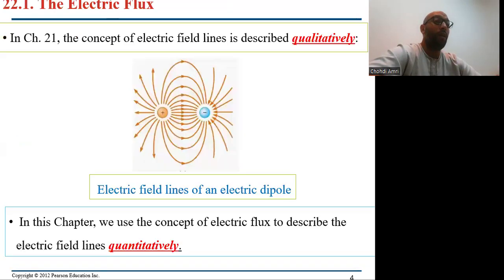Let's start with the introduction. In chapter 22, the concept of electric field lines is described qualitatively. For an electric dipole, we can see the electric field lines are outward from the positive charge and inward to the negative charge. The number of lines leaving the positive charge is equal to the number of lines entering the negative charge. In this chapter, we will use the concept of electric flux to describe the electric field lines quantitatively.